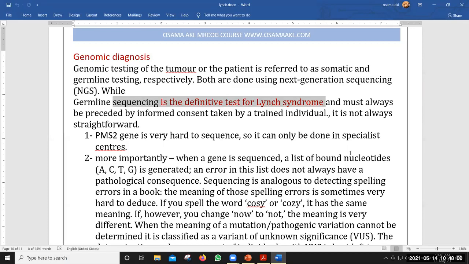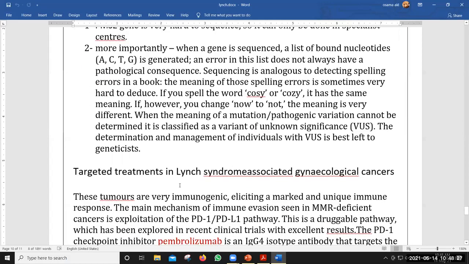The scoring system will help you to categorize the patient, more Lynch or less Lynch, but it is not accurate. The most definitive, genomic testing. According to genomic testing, if positive, you can counsel about risk-reducing surgery. Okay.